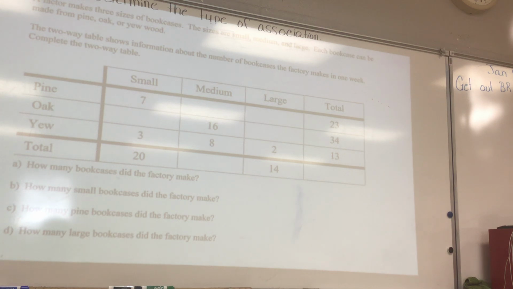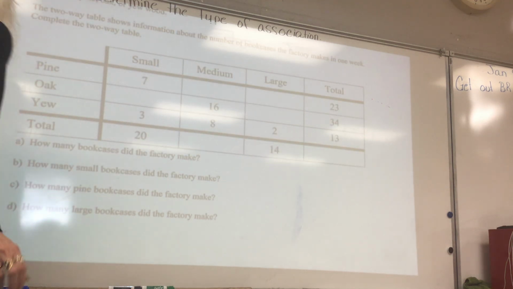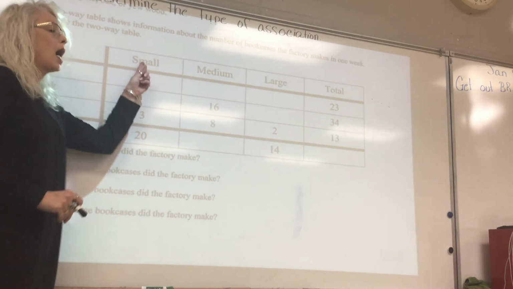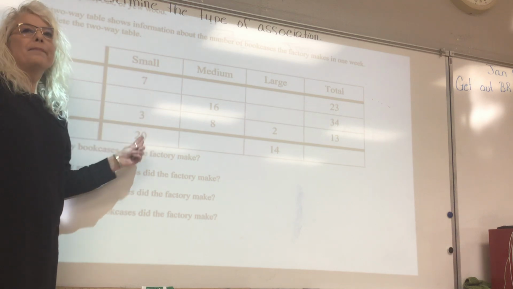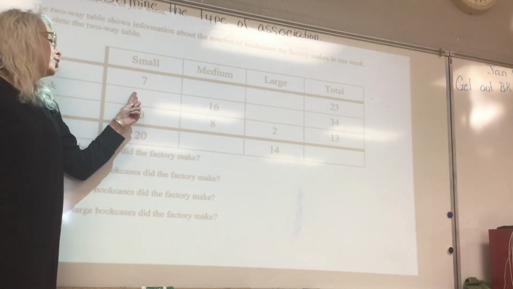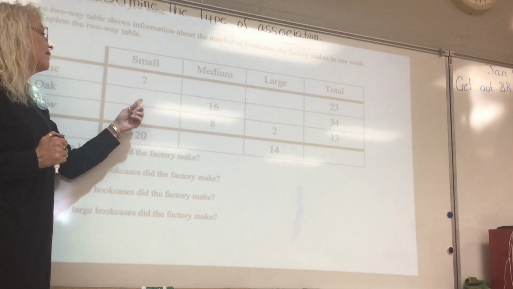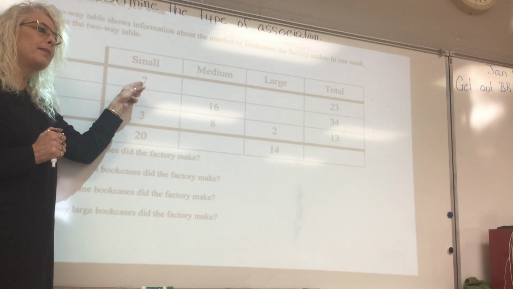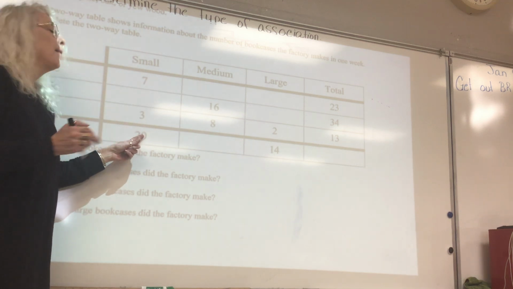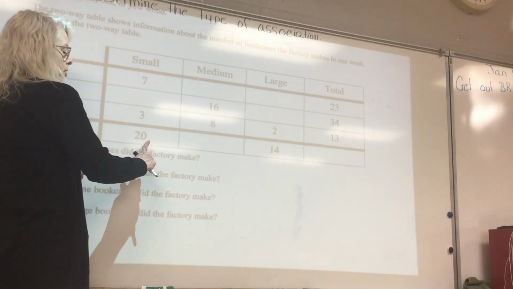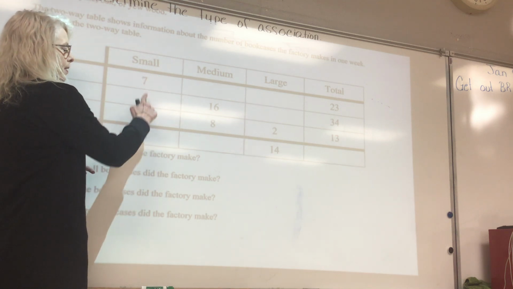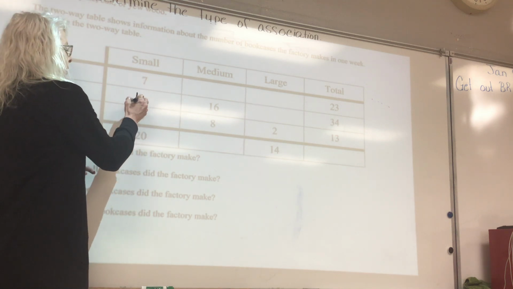The two-way table shows information about the number of bookcases the factory makes in 1 week. Complete the two-way table. So we're going to go through and complete our two-way table. In this column, how many pieces are missing? 1. So do I do it or skip it? Do it. Now, is the missing piece of information part of the column or the total of the column? Part. So am I going to add or subtract? So I'm going to take the total and subtract 7, subtract 3, come up with 10.